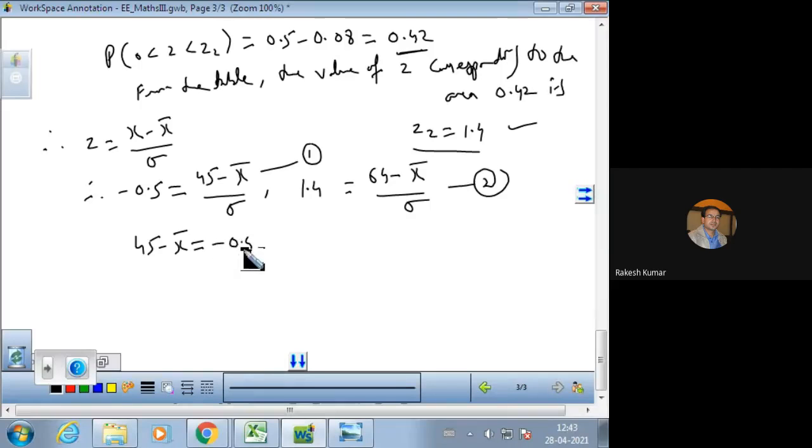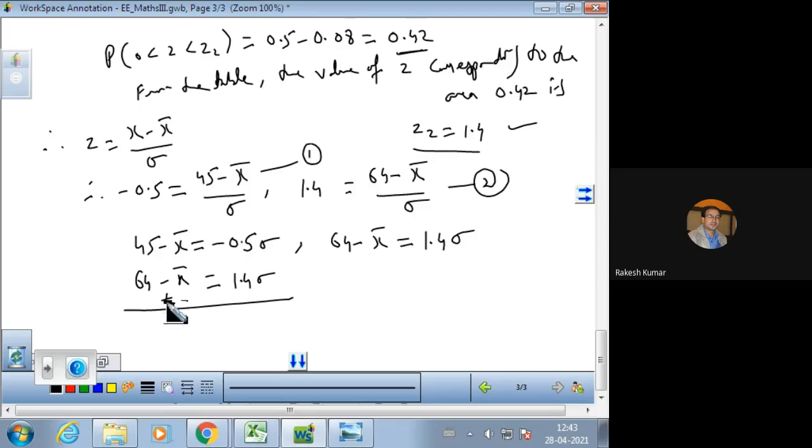Equal to negative 0.5 sigma, and 64 minus x bar is equal to 1.4 sigma. You can subtract this equation from this and write down here 64 minus x bar is 1.4 sigma. Subtracting, changing the signs, these will be cancelled and you will have negative 19 equals negative 1.9 sigma. So sigma comes out to be 10 on division.